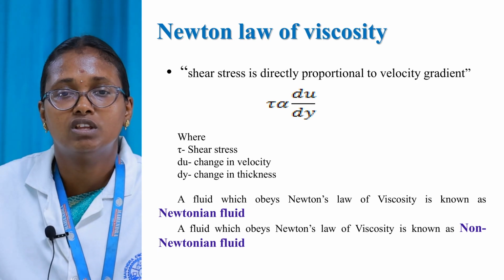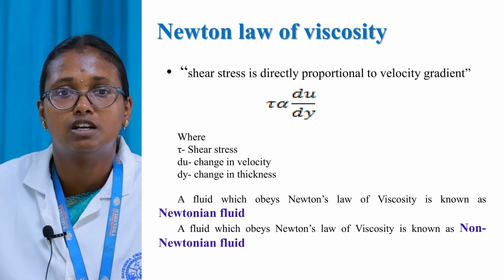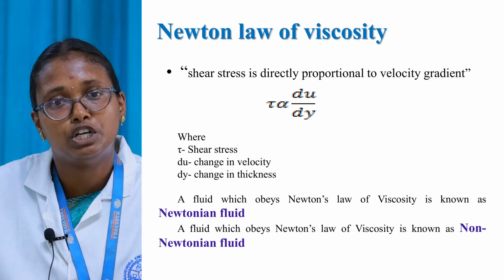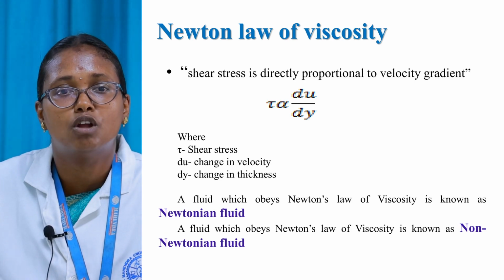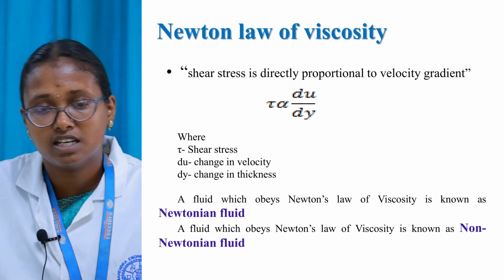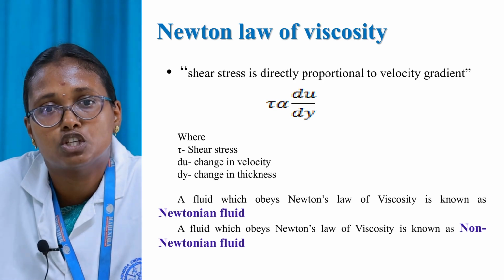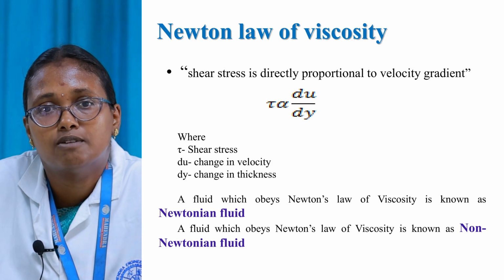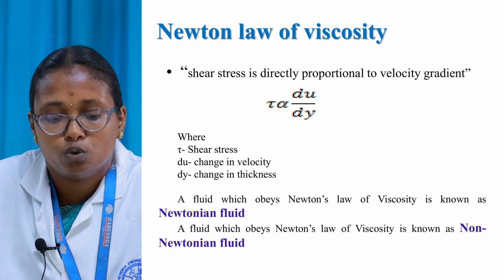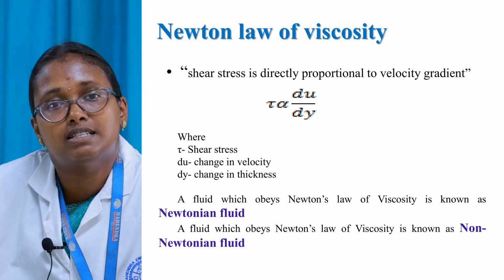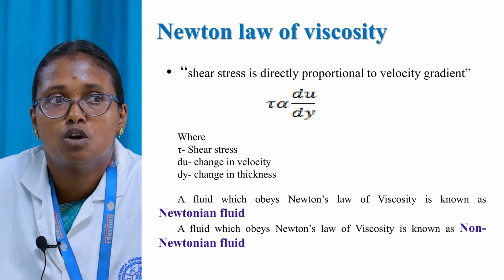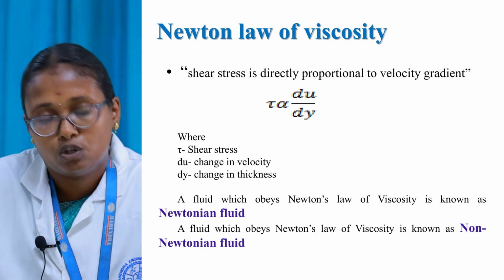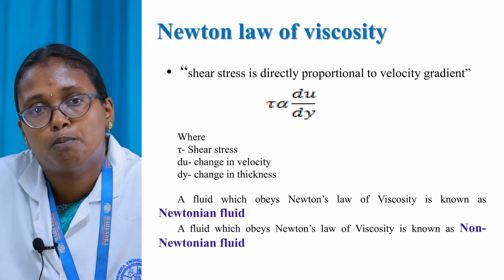To remove that constant of proportionality, we introduce a component called viscosity. Therefore tau is equal to mu into du by dy. This is the formula for viscosity. Next, based upon this law, we categorize fluids into two types: Newtonian fluid and non-Newtonian fluid. A Newtonian fluid obeys Newton's law of viscosity. A non-Newtonian fluid does not obey Newton's law of viscosity.